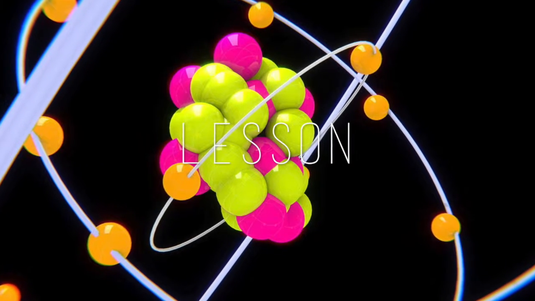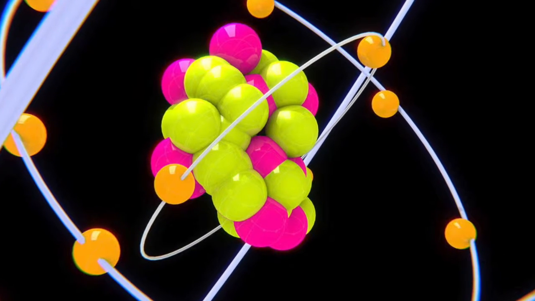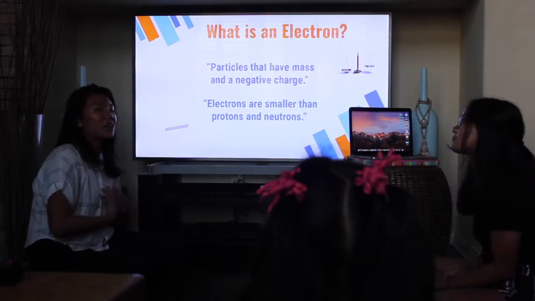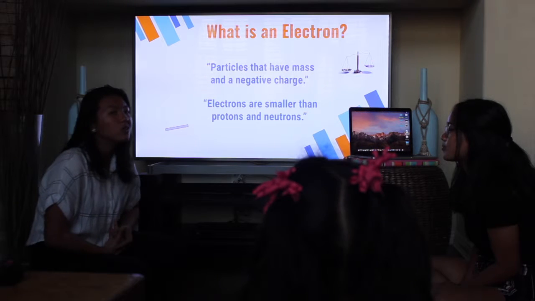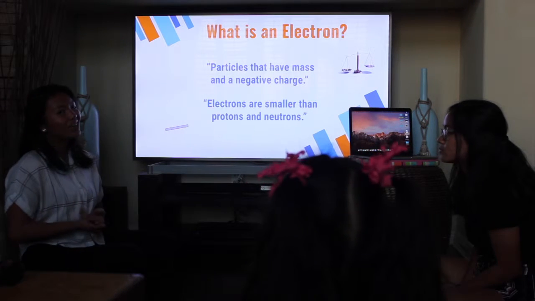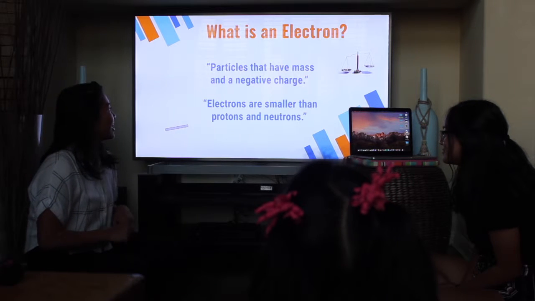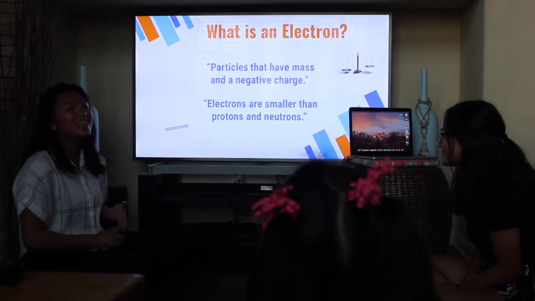Visual, we decided to do a presentation about the atomic structure. So one of the parts of the atom is an electron, and it's a particle that has a negative charge and it has mass. And notably, electrons are smaller than protons and neutrons.